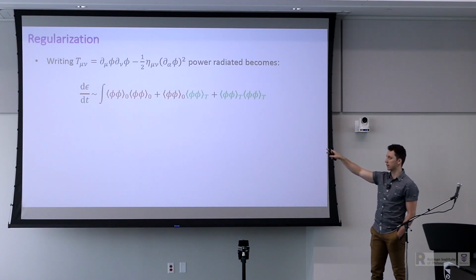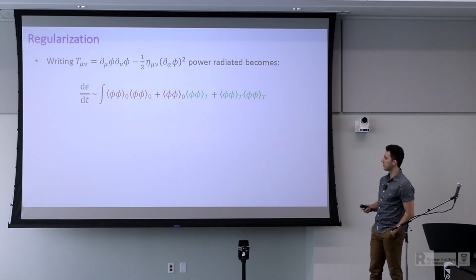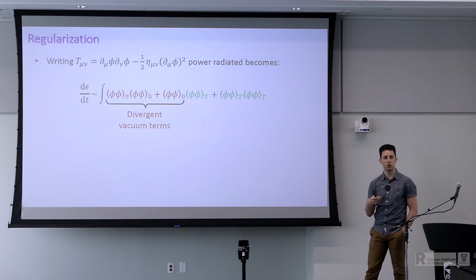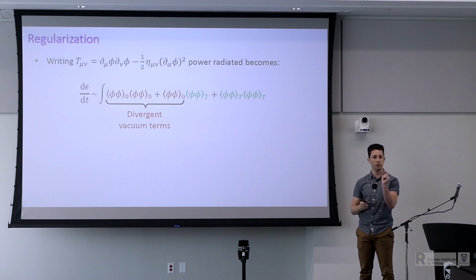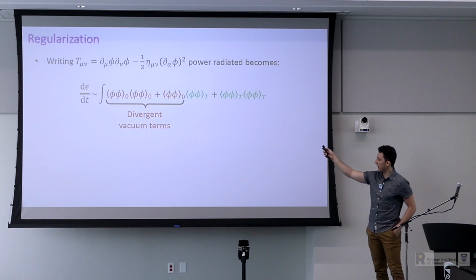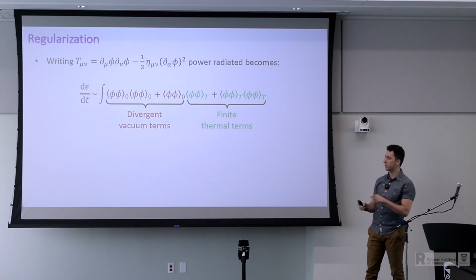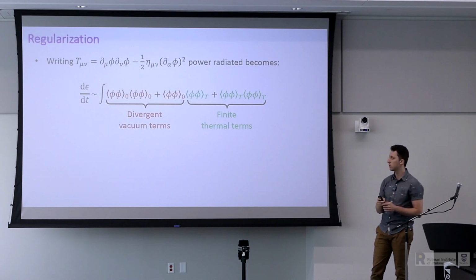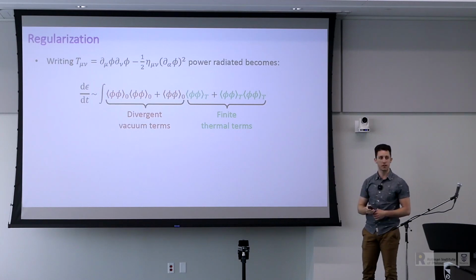Plug that into our expression for dE dt, and we get something that schematically looks like this, where now we have two types of expectation values appearing of a product of fields. First of all, with the subscript 0 in red, are expectation values with respect to the vacuum state. And these terms are divergent when the two fields inside the expectation value are evaluated at the same point. On the other hand, we have the green terms, which are expectation values in a thermal state, where these are defined with the vacuum divergences taken out. And so these are completely finite terms, even in the coincidence limit. So our goal now is to somehow regularize the divergences in the vacuum terms in order to get a meaningful result.